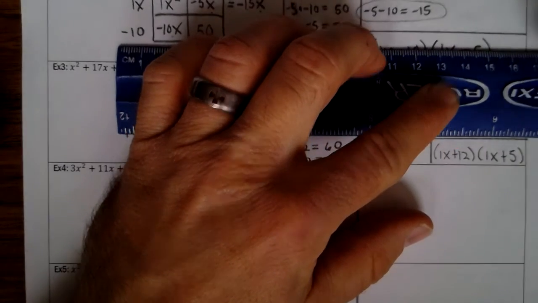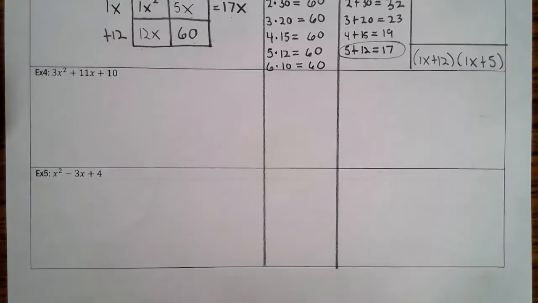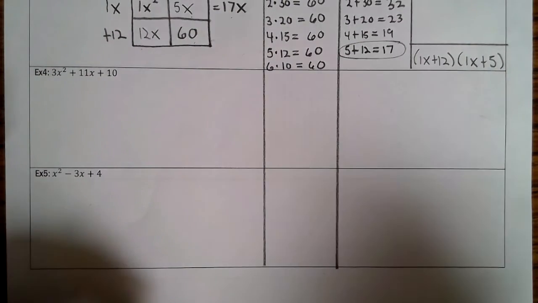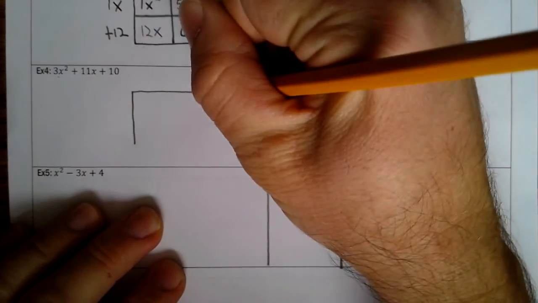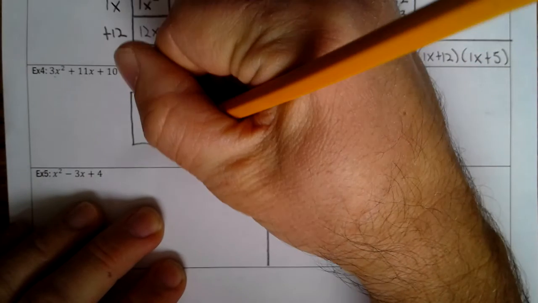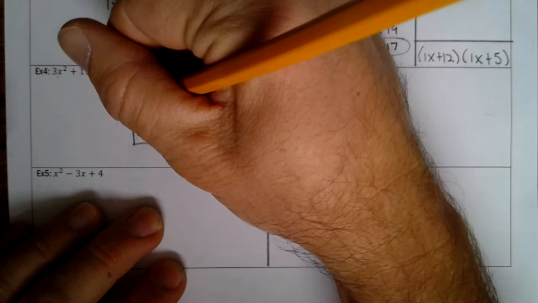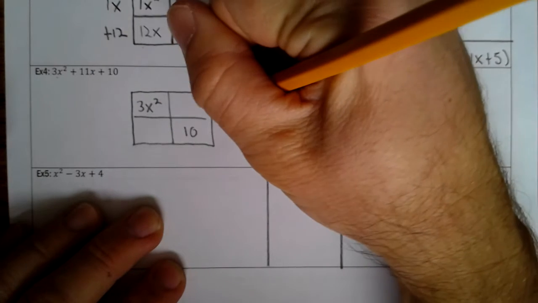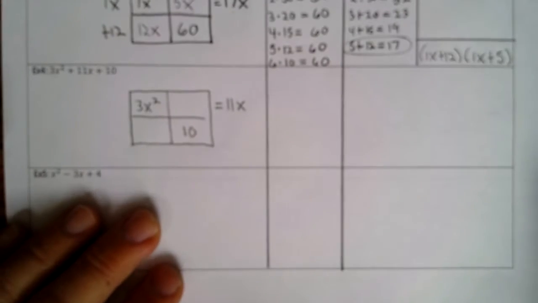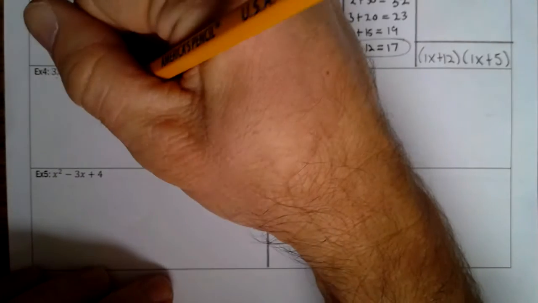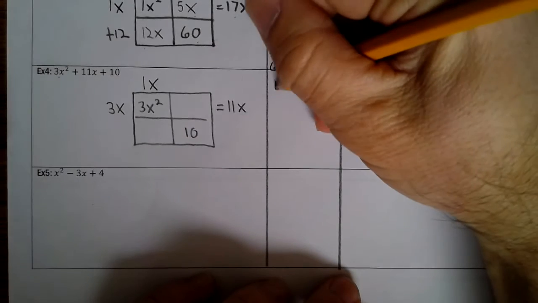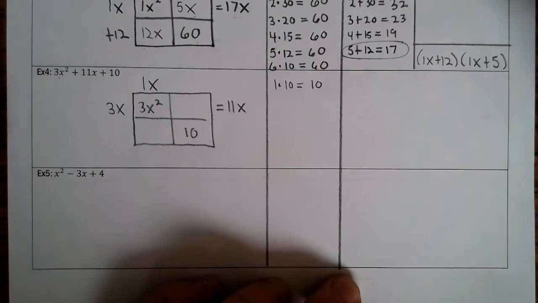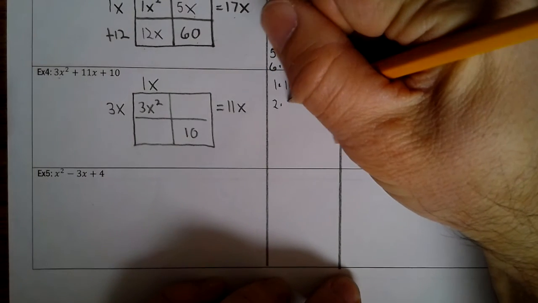All right, example 4. Okay, now example 4 gets a little bit more difficult because of the 3 in front, but you still start the same way. First term is 3x squared, last term is 10, and the middle term is 11x. Okay, to make 3x squared, it's 3x and 1x. And then you need to find all the combinations to make 10. So 1 times 10 is 10. 2 times 5 is 10. 3 doesn't work. 4 doesn't work. 5 times 2 is 10.